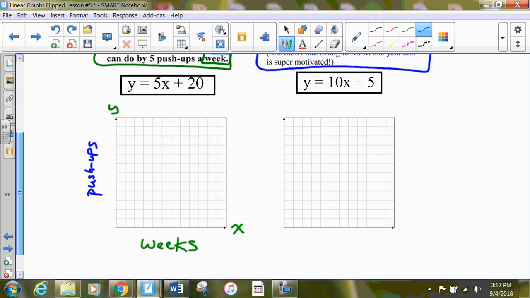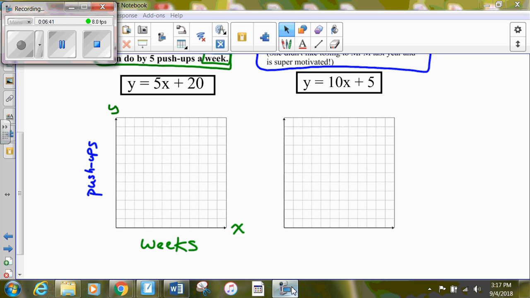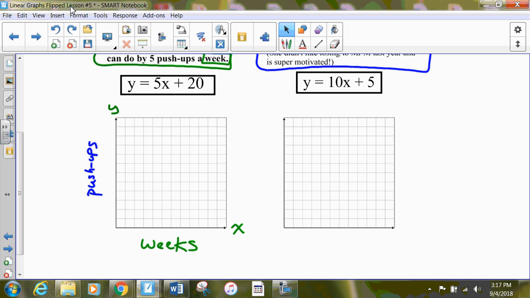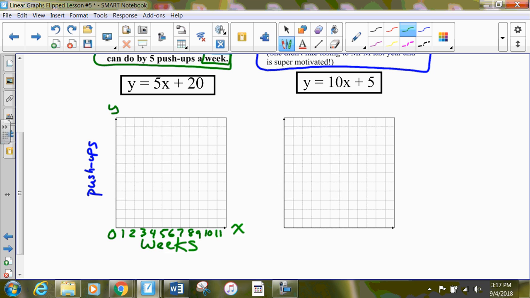Now, we've got one more thing to do before we jump in and start graphing. What we've got to do is decide how to label our numbers. For weeks, we don't have a problem. We start out at 0 weeks, right? And then 1 week, 2 weeks, 3 weeks, 4 weeks. I don't think Mr. Matcher and I are going to train super hard for more than 11 weeks.